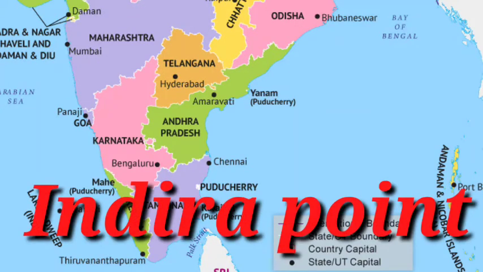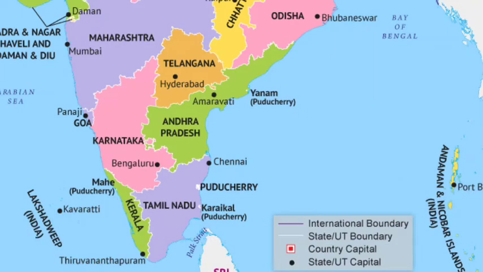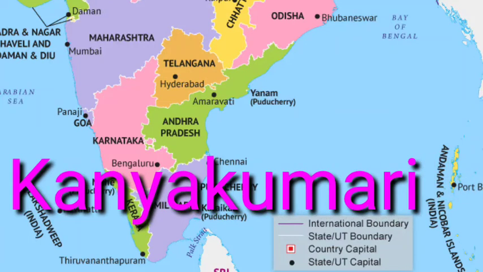Southernmost point of India, Indira Point. Southernmost state of India, Tamil Nadu. Southernmost point of the Indian mainland, Kanyakumari. Easternmost point of India, Kibithu. Easternmost state of India, Arunachal Pradesh. Westernmost point of India, Rann of Kutch. Westernmost state of India, Gujarat.